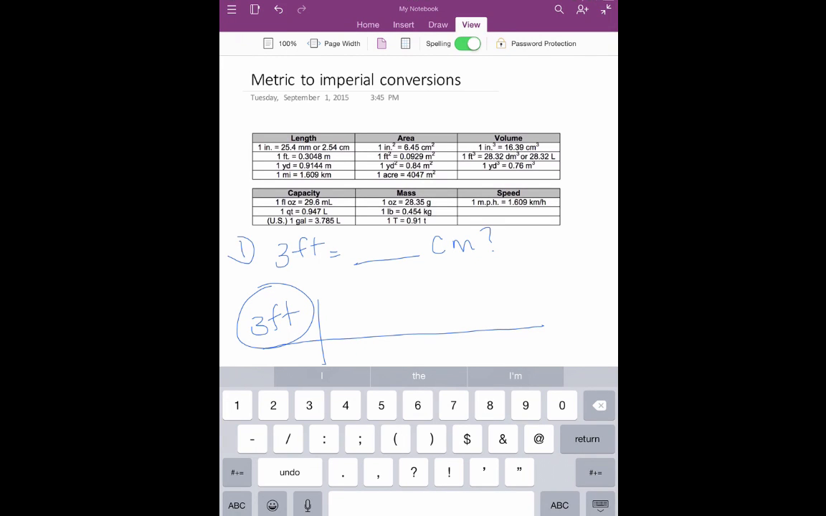Alrighty, welcome to our second online video. Today we're going to learn how to convert between metric units and empirical units and vice versa. Here's why we're going to need to do this, folks, in the real world.